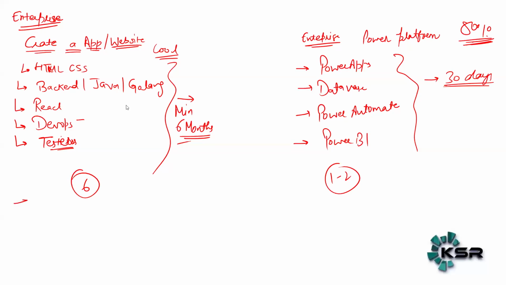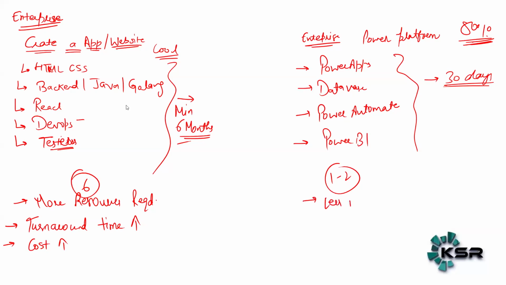Because here there are more resources required, the turnaround time is also large, and the cost is huge. Automatically, if more resources are required, then cost will be high; we will be paying salary to everyone for 6 months. Here there are fewer resources, less turnaround time, and it is cost effective; cost is decreased.